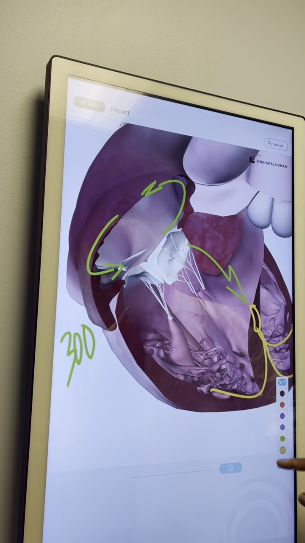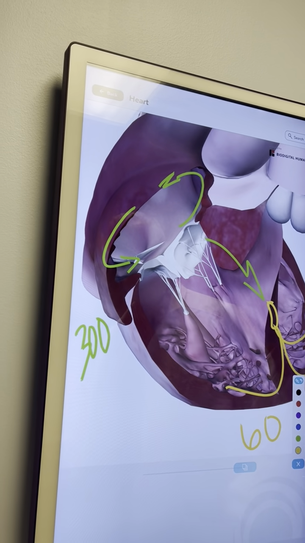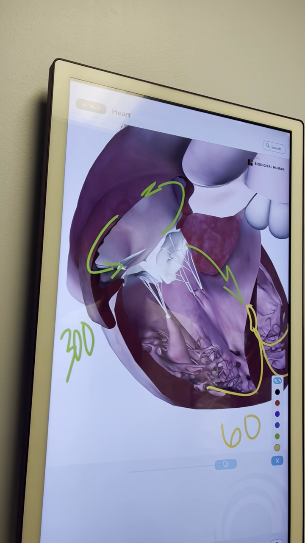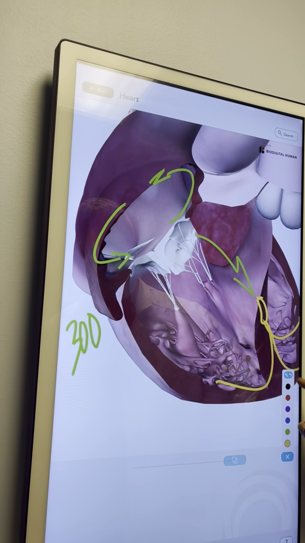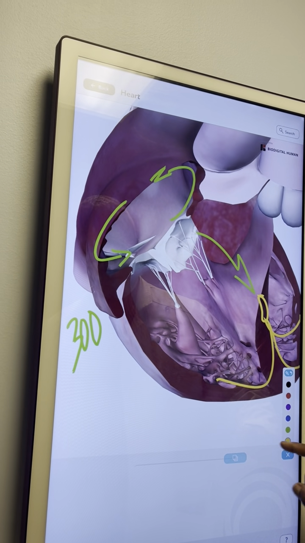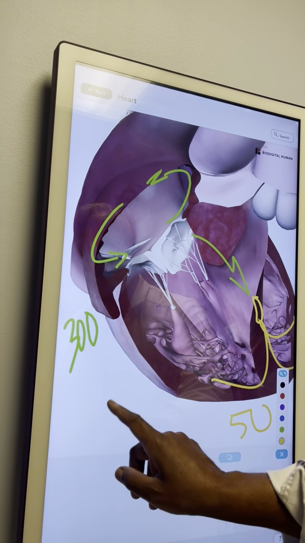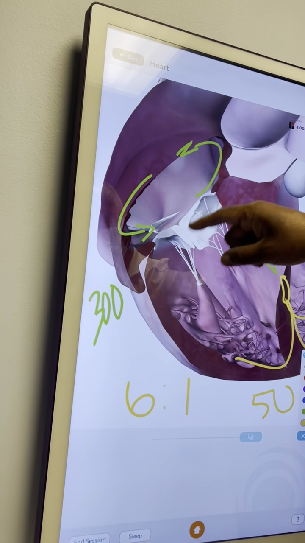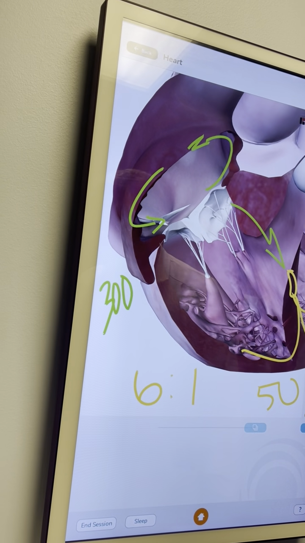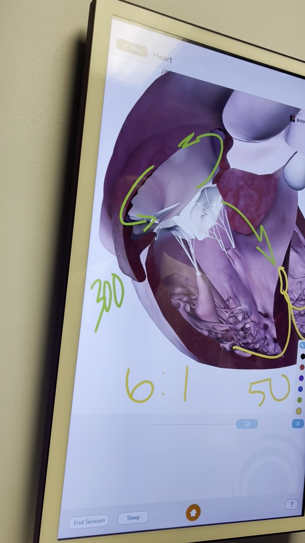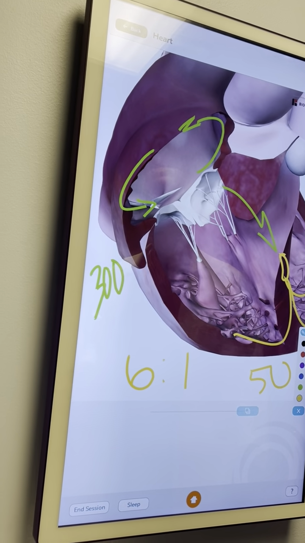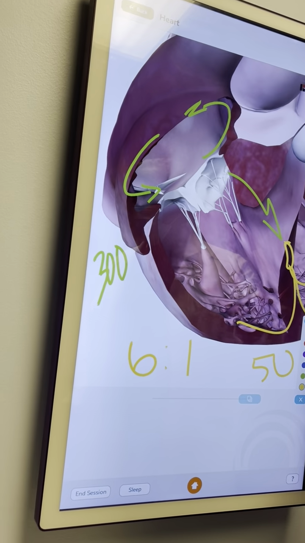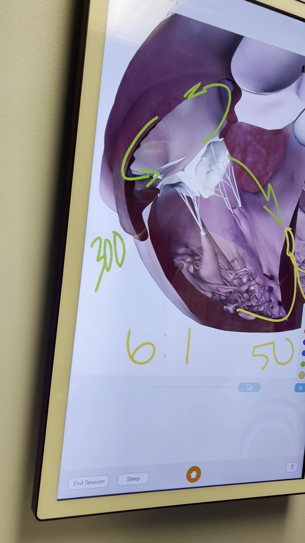Upper half is 300, lower half is 60. So there's a 6-to-1 ratio. Every time this races around 6 times, 1 gets through. Is that normal? For most normal hearts, if your heart was racing this fast, the lower half would be like a 2-to-1 ratio, where the lower half would be like 150.